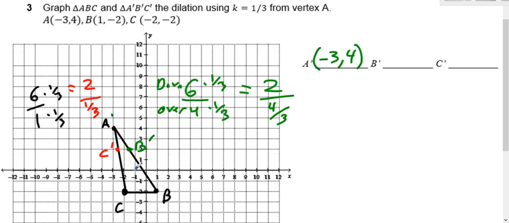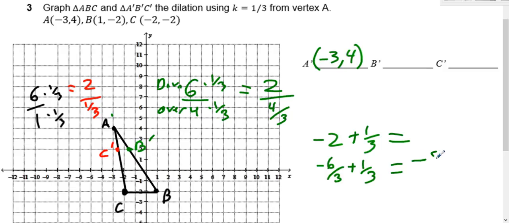So that's -1. Well, we're actually -2, but we're a third to the right of that. We're a third to the right of -2, which is like -6/3 plus 1/3. That's our x coordinate. And our y coordinate we can see is 2.